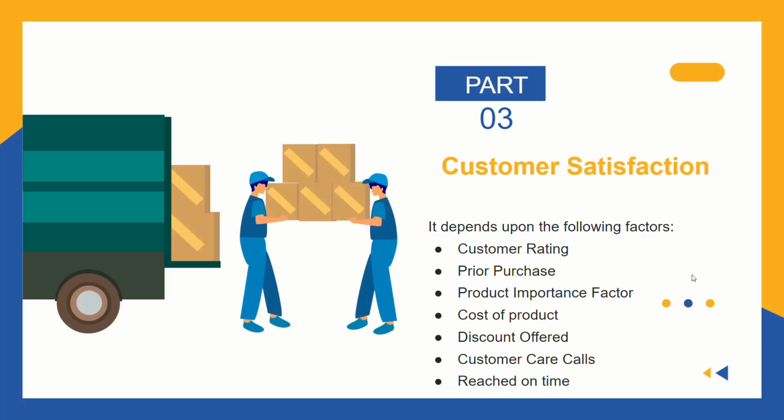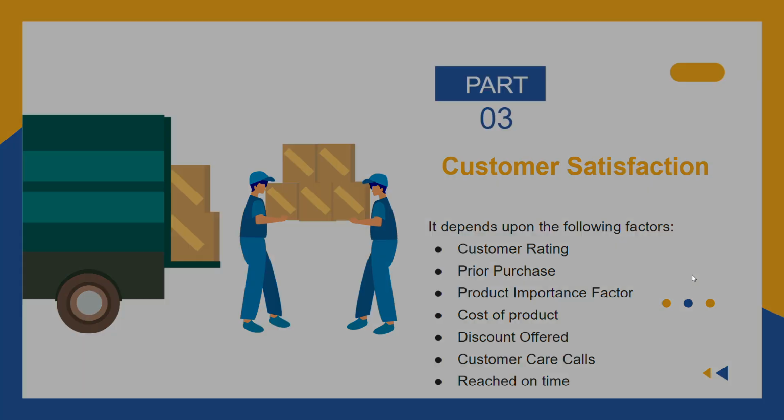Now, moving on to customer satisfaction, it depends upon the following factors. First one is customer rating, prior purchase, and product importance factor. It is a factor which determines the importance of the product as low, medium, and high. Then cost of product, discount offered, customer care calls, and reached on time, which is a binary feature which tells us whether the product reached on time or not.